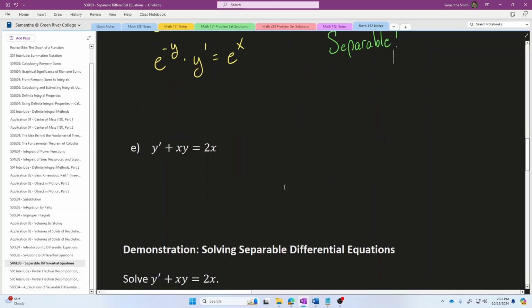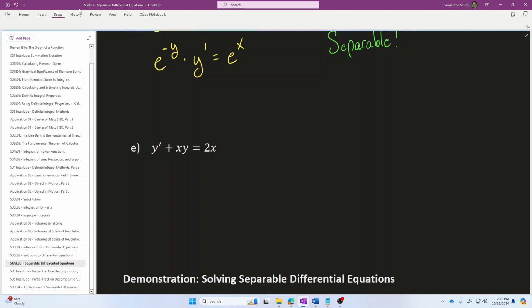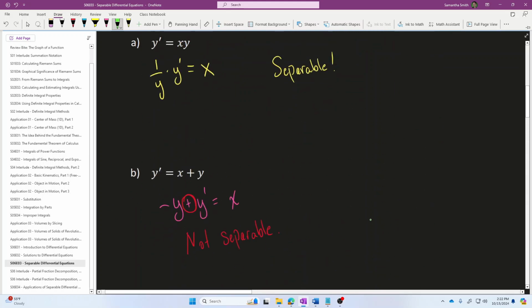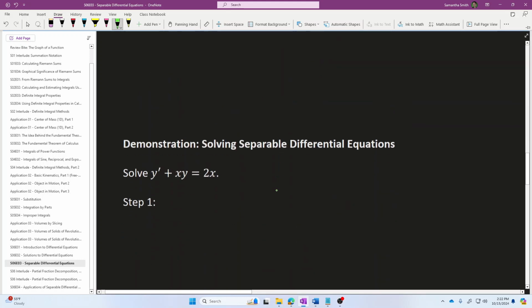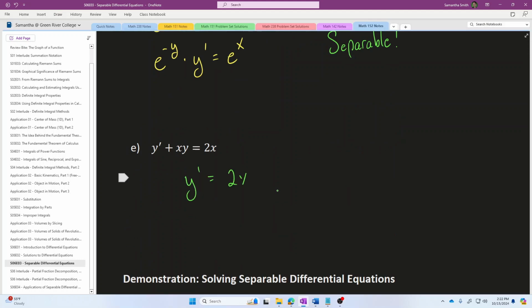And then for a final example, let's determine if this differential equation is separable or not. We have y prime plus x times y equals 2 times x. Now that plus sign might make us a little bit nervous because the plus sign in exercise B created trouble for us. But I think in this case, we might be able to do a little bit of factoring. If I push that xy term over to the right side to isolate y prime, then I see that both of the terms contain an x which can be factored out.